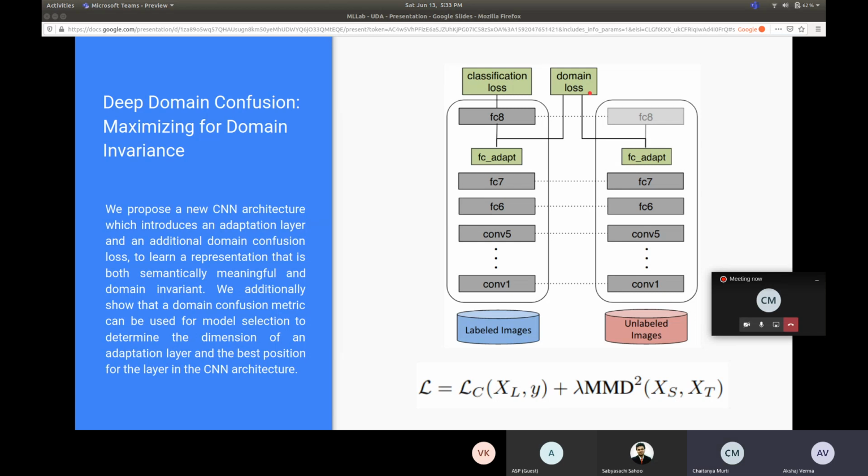No. See, that's the point I'm trying to make, right? So what is the loss function trying to do? There's two parts to it. One, you're trying to minimize the classification error on your label data, right? Mm-hmm.